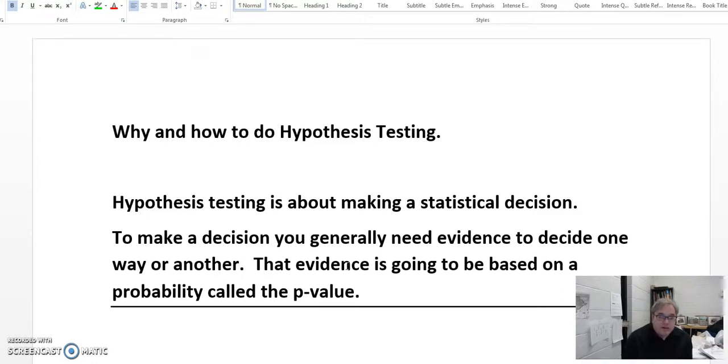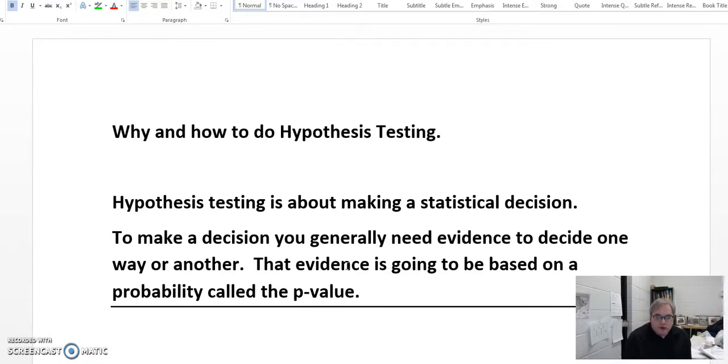So the whole idea of a hypothesis test is a way to formally make a statistical decision. And when you make a decision, you weigh outcomes. Okay, should I do this? Should I do that? Should I take this highway or should I go this route? You're always making a decision, and it's based on a probability or your instinct of where you're going to be the most successful, where you're going to have the least likely bad outcomes.